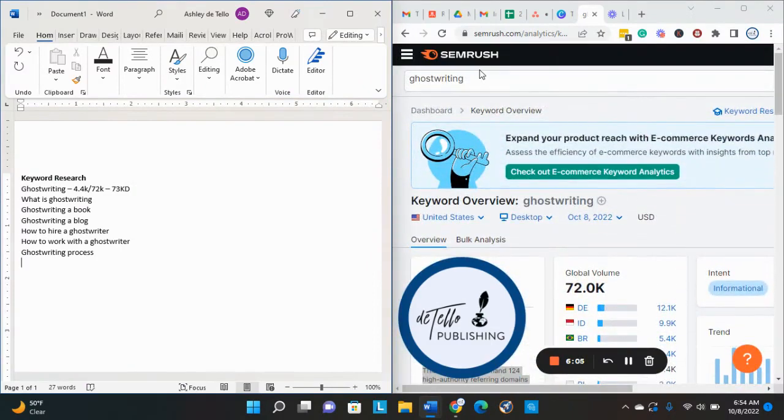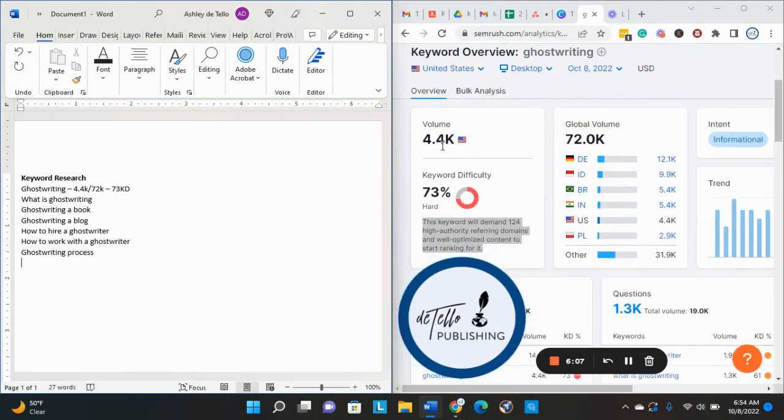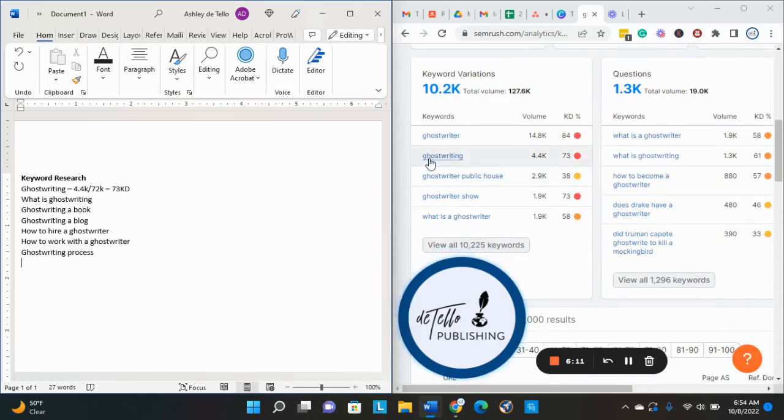You type in your word, you get the US volume, the global volume, the keyword difficulty, and then you go in and you write down these other keywords. And you don't have to write down all of them, because some things that you want to take into account when you are getting keywords is, 1, is it related to what you're actually wanting to write about?